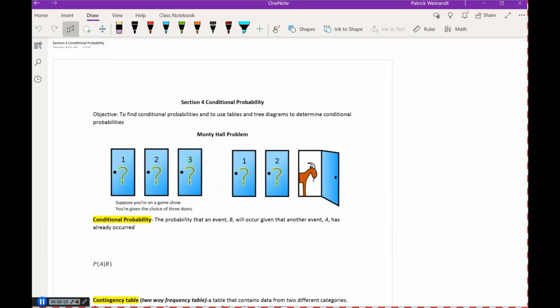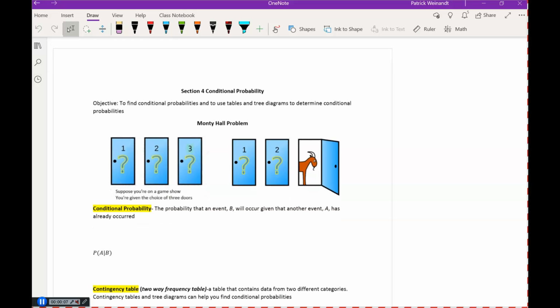Hello, Algebra 2 kids. Today we're going to work with conditional probability. Our objective is to define conditional probabilities and use tables and tree diagrams. We're not going to worry about tree diagrams. To determine conditional probabilities, and then in the end we'll have a formula to find conditional probabilities.